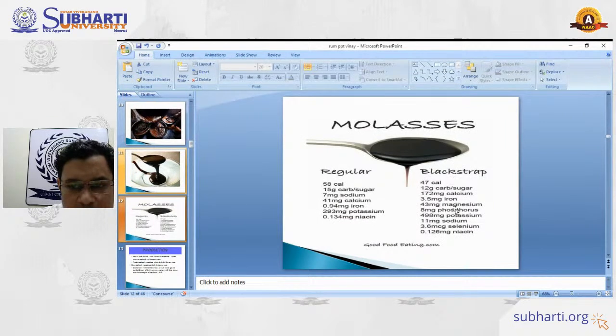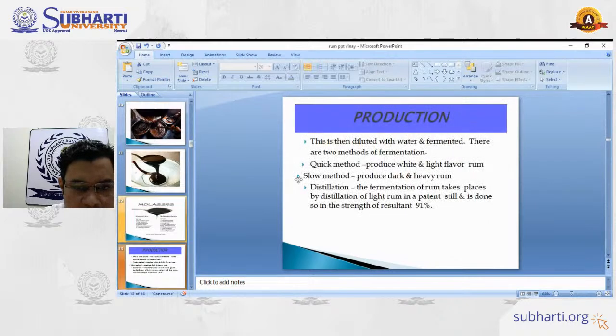Then there is the regular molasses or the blackstrap molasses. It has 58 calories, that is, fewer calories; 47, 15 carbohydrates per sugar, that's 12 carbohydrates, 7 mg sodium, 172 calcium. That's how they compare. Second, this is then diluted with water and fermented. The molasses is diluted with water and then it is fermented.